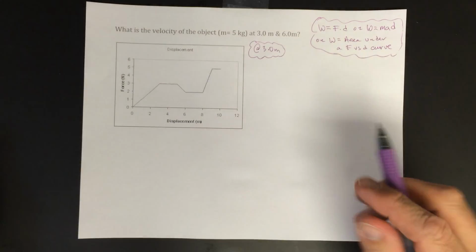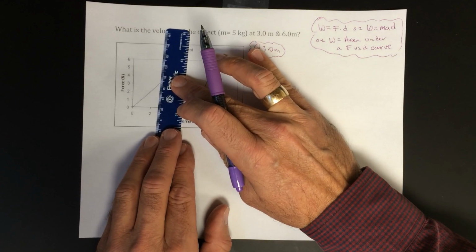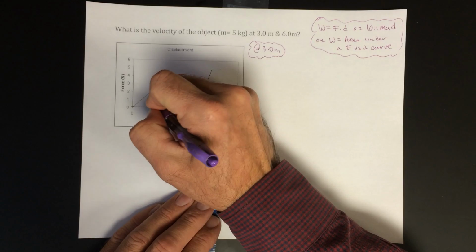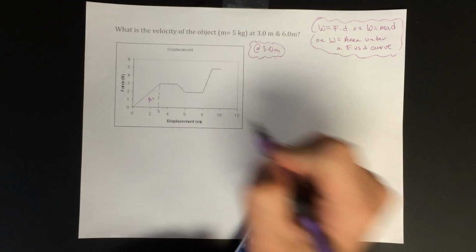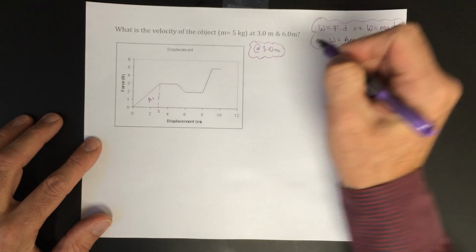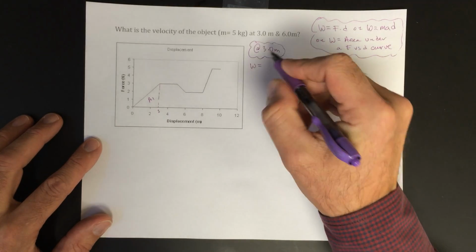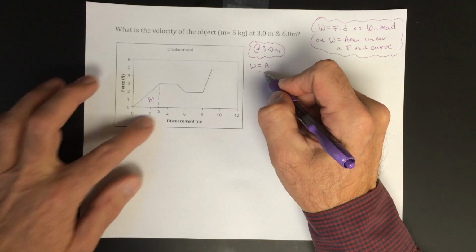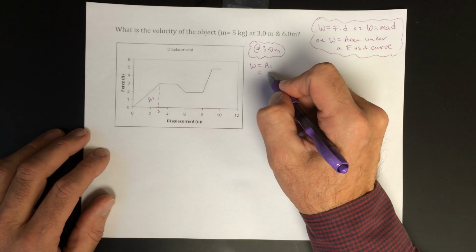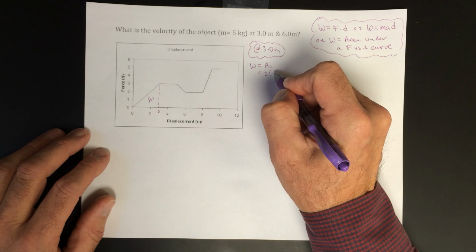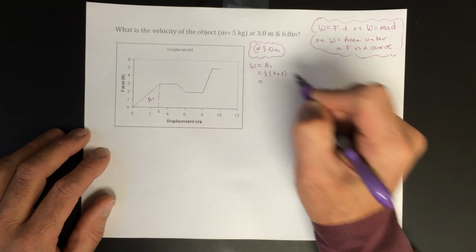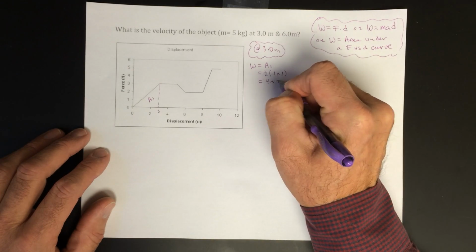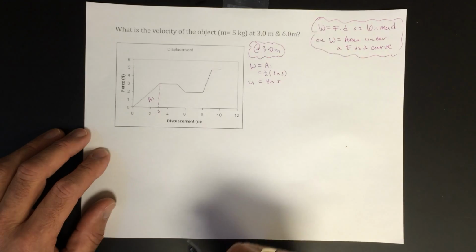So let's use this graph here. Let's indicate the 3 meter mark. That would be right here. And let's call this area 1 at 3 meters. Okay, let's begin. We have work is equal to the area 1. Area 1 is going to be equal to, it's a triangle, so 1/2 base times height, 1/2 times 3 times 3, which is going to work out to 4.5 joules. So I'll call that work 1.